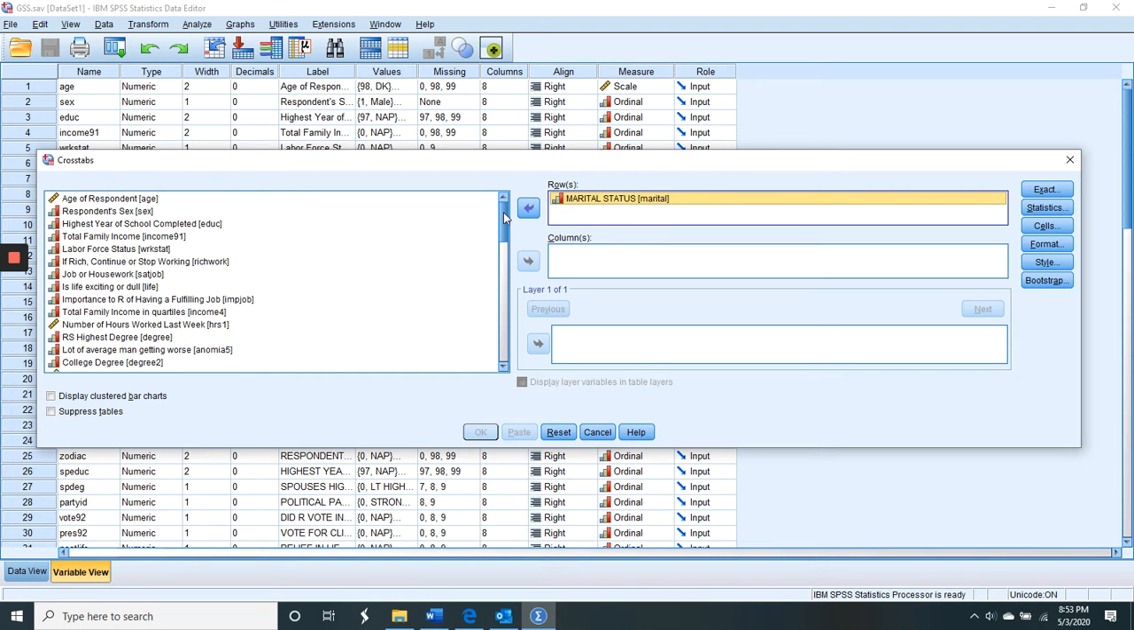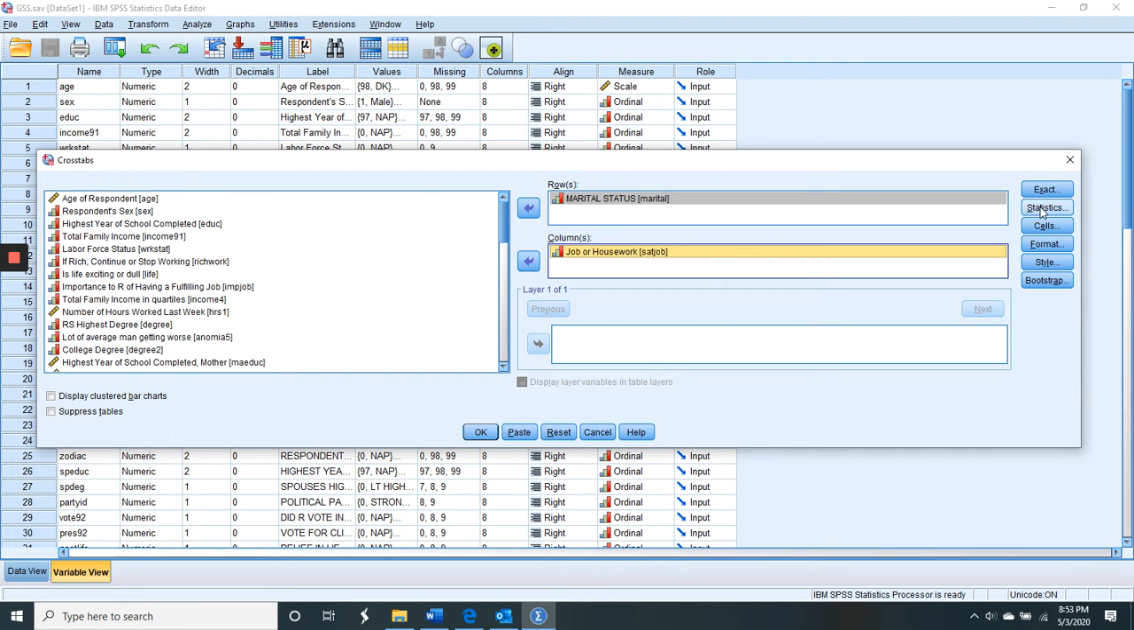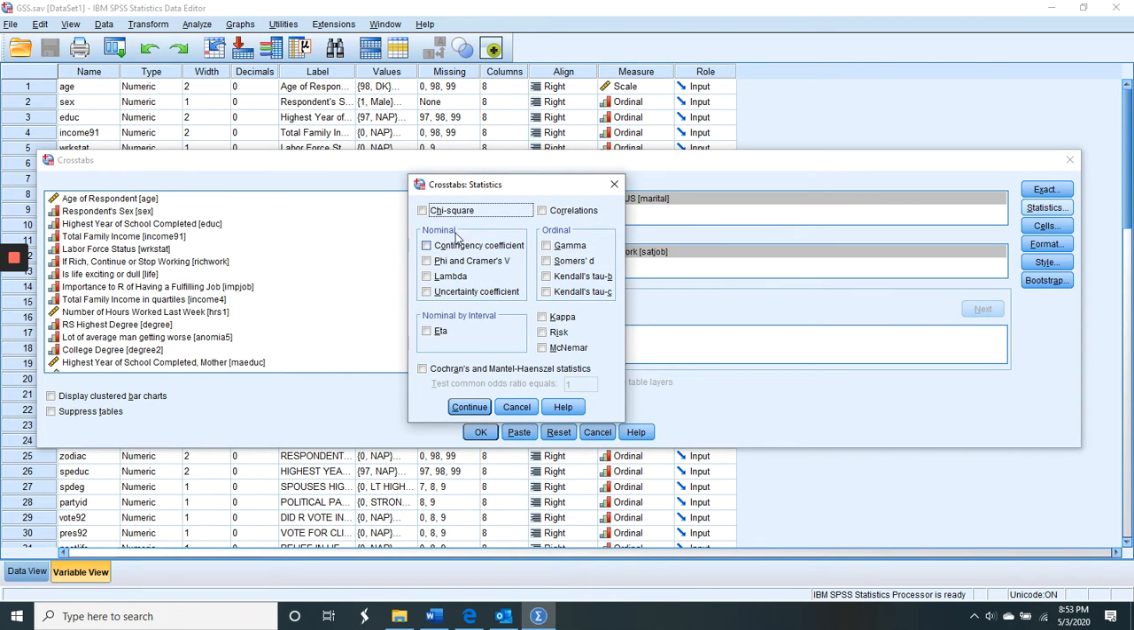I want to make sure I have the right one. So this is actually satisfaction with one's job or doing housework if you're a homemaker. And I think that's the right one. And we have to click the statistics to tell it to do a chi-square.